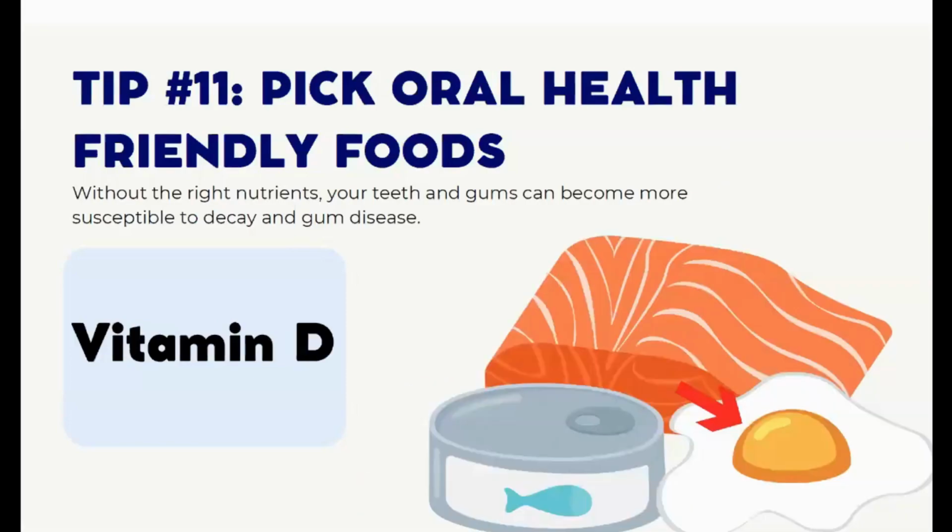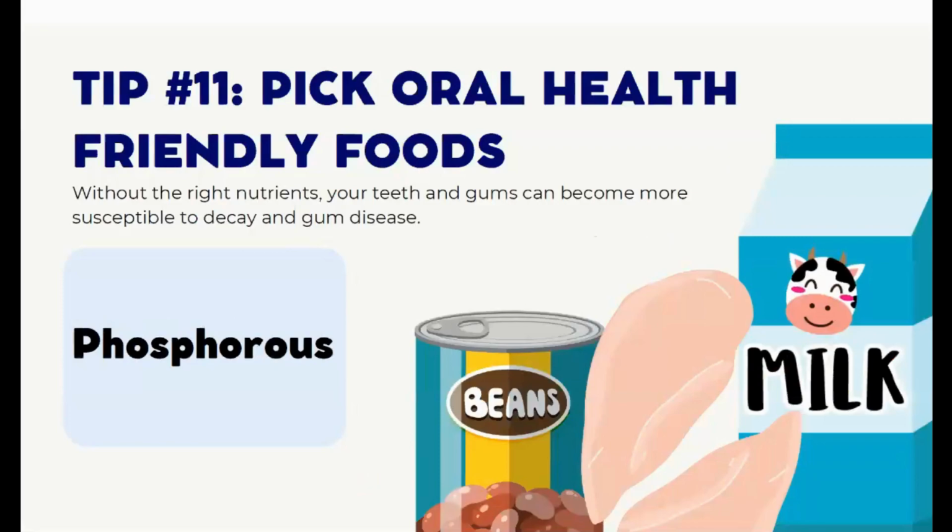The next one is vitamin D. Vitamin D plays a vital role in our bone and tooth mineralization. It actually helps the calcium absorb, and it's essential for healthy teeth and gums. Then we have phosphorus, which is also a natural protectant for our teeth and will also help rebuild your enamel.